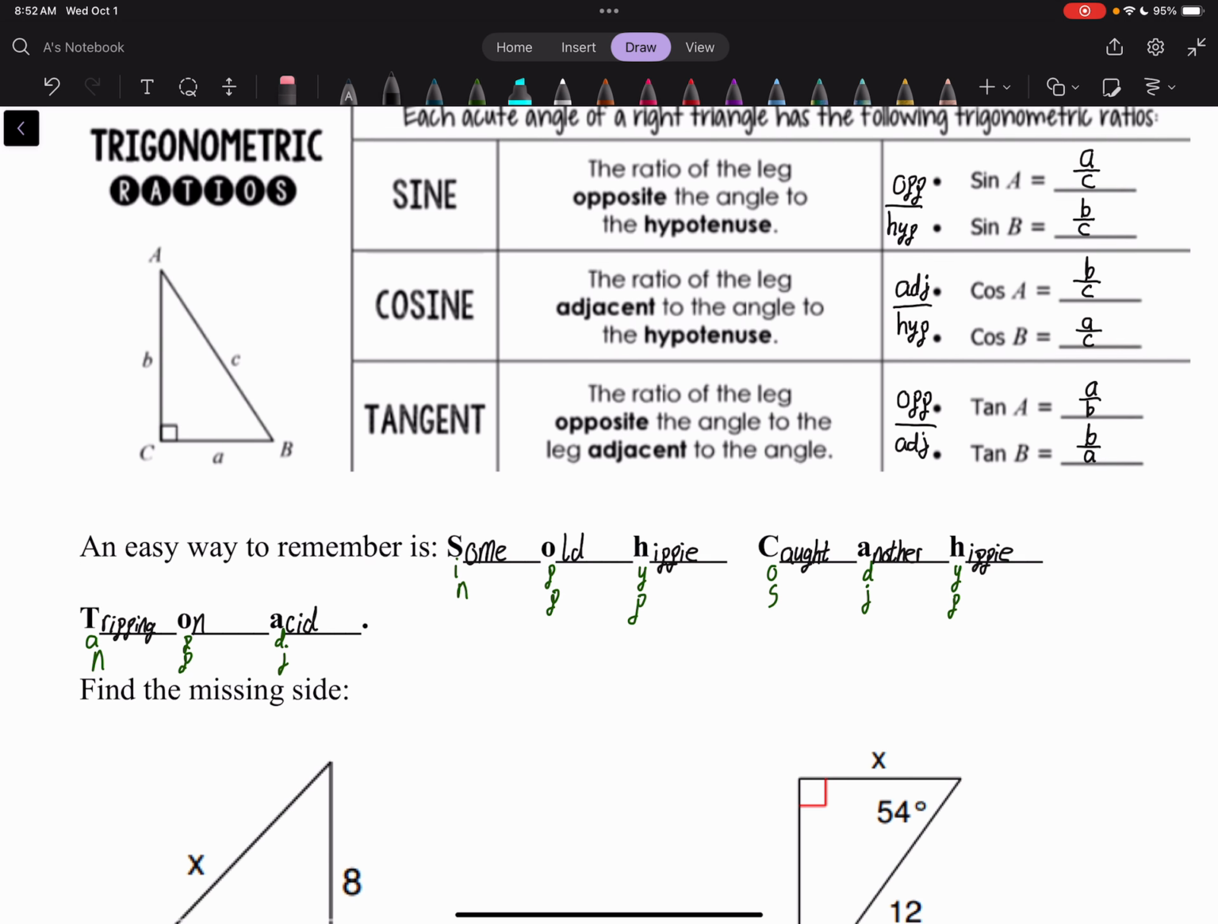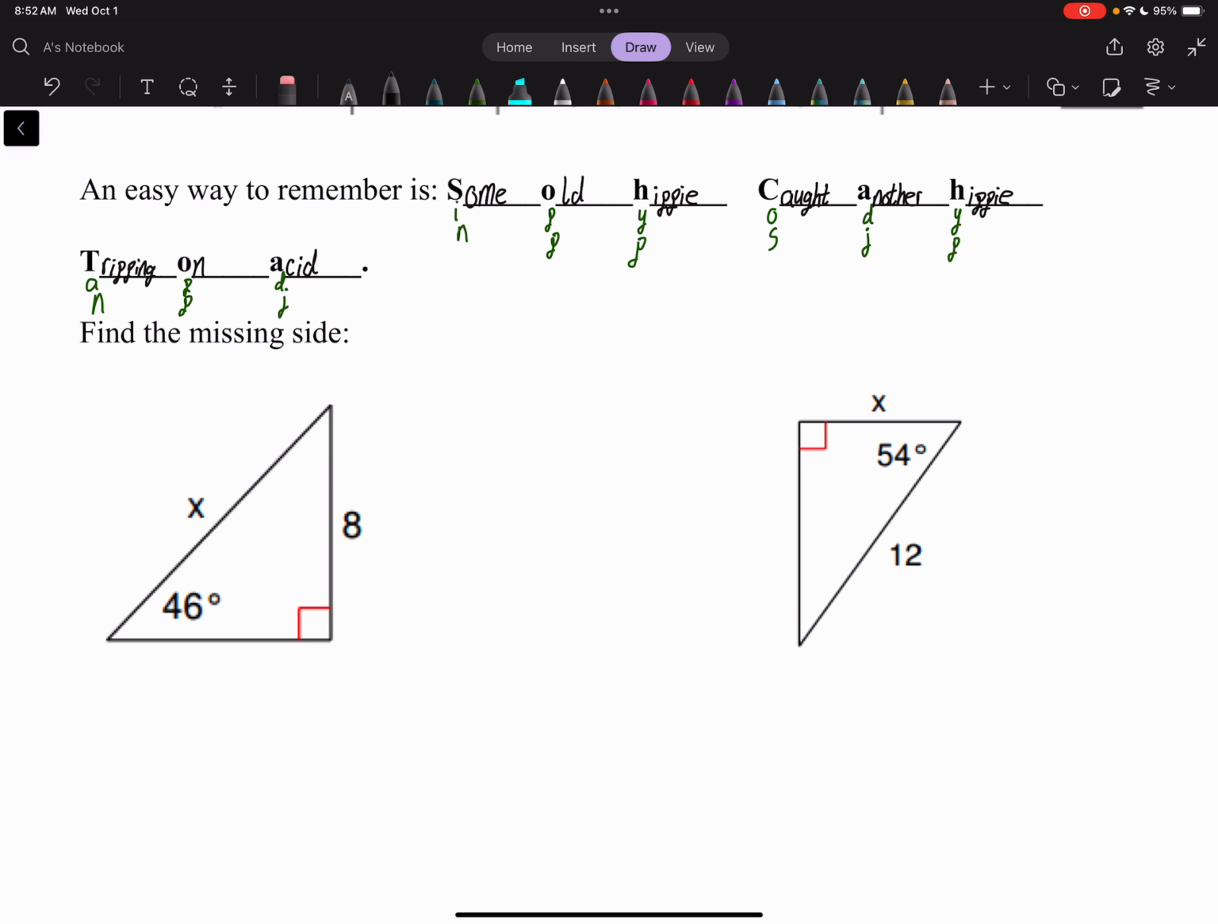Now, here's a way you can remember this, a quick saying. Some old hippie caught another hippie tripping on acid. Some prefer SOH-CAH-TOA. I like this simply because it gets stuck in your head easier in my opinion.